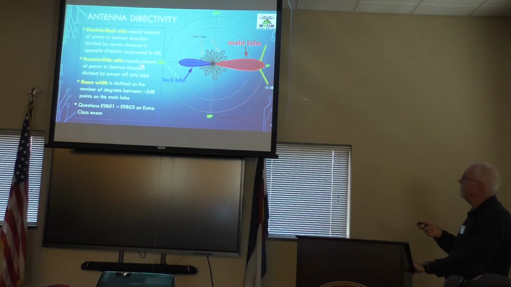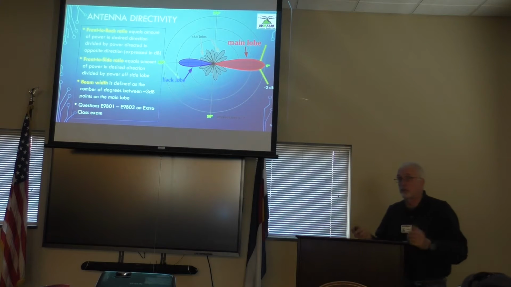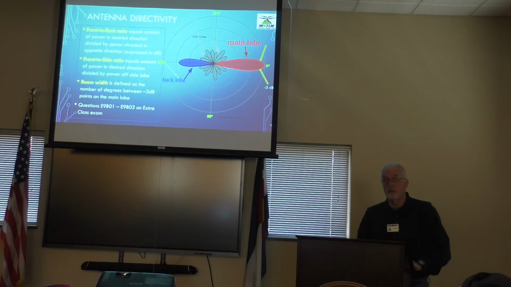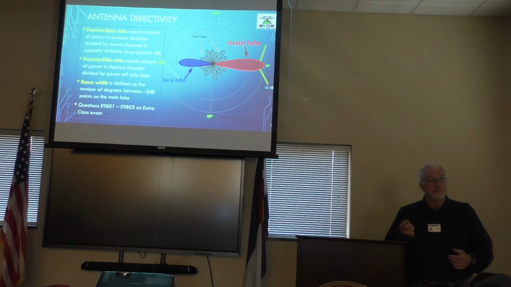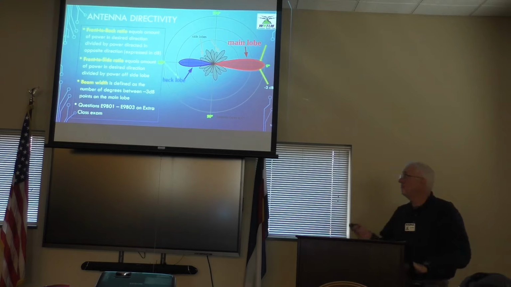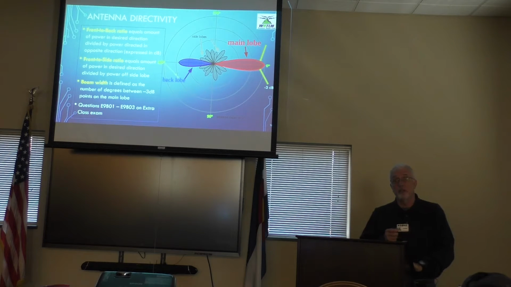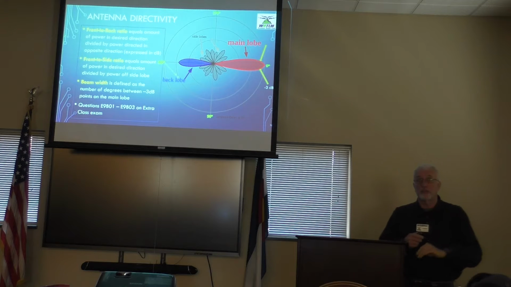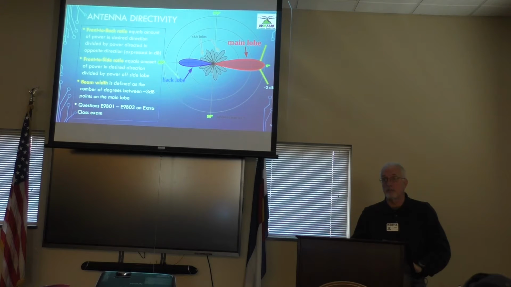The front to side ratio equals the amount of power in the desired location divided by the power off the side lobe. Well, we may be 10 or 20 dB down off the sides of this directional antenna. So, why would you do that? We'll get into more detail, but I'm able to pivot this around. I can direct it at the location where the desired received signal is originating from. And the other advantage is if we're in a noisy environment, the signals coming from other directions are going to be significantly suppressed to make the desired signal stand out.